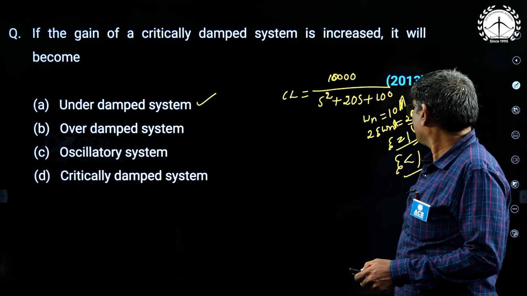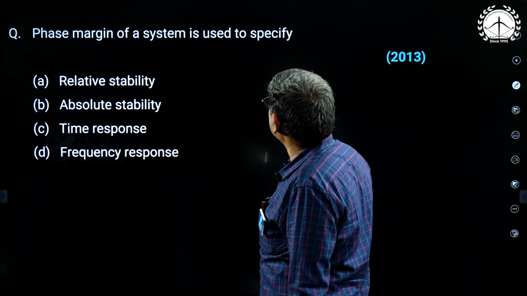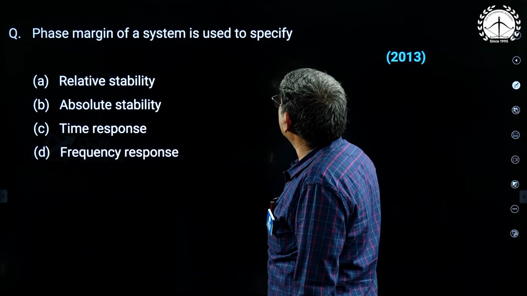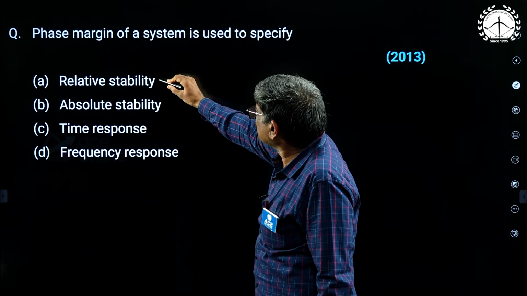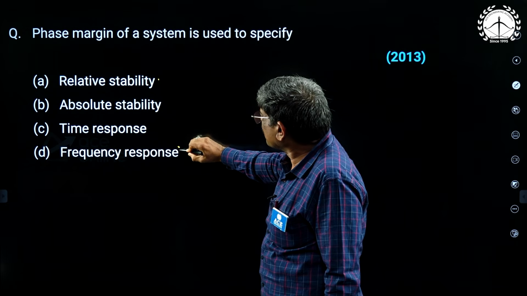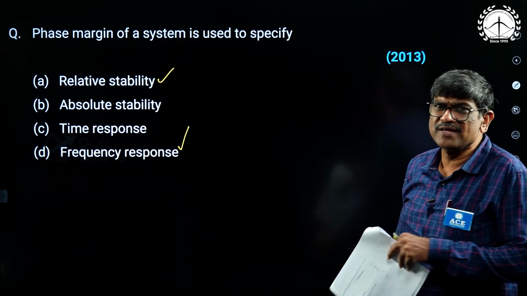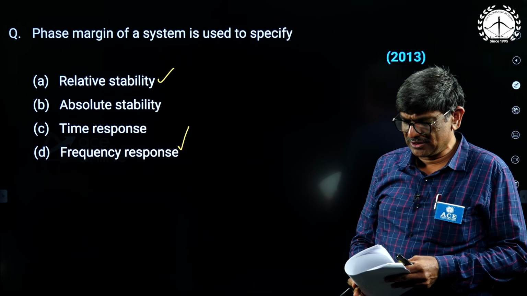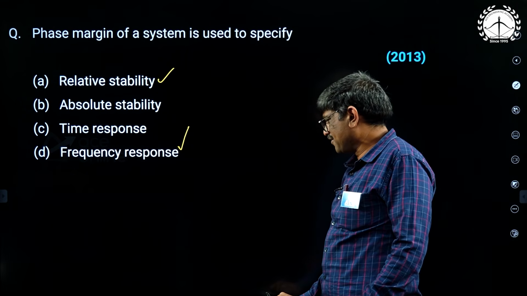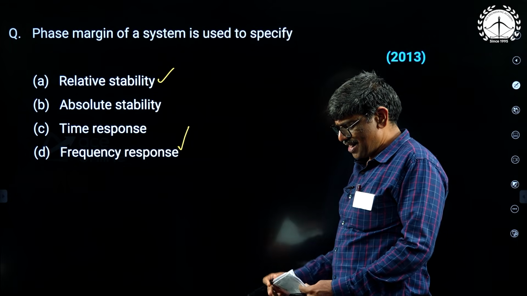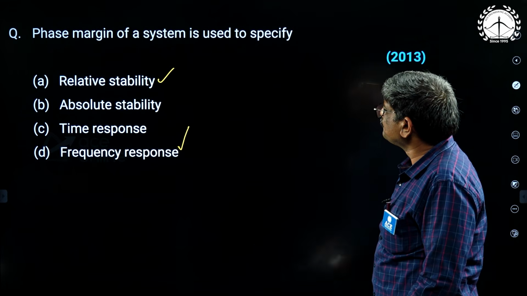Okay? Next one. The phase margin of the system is specified. Phase margin, generally what happened? It specifies the frequency response, but generally it is a frequency response as well as relative stability. Phase margin, gain margin, all will give the relative stability of the system. It is a frequency response analysis, but it gives relative stability. Next.